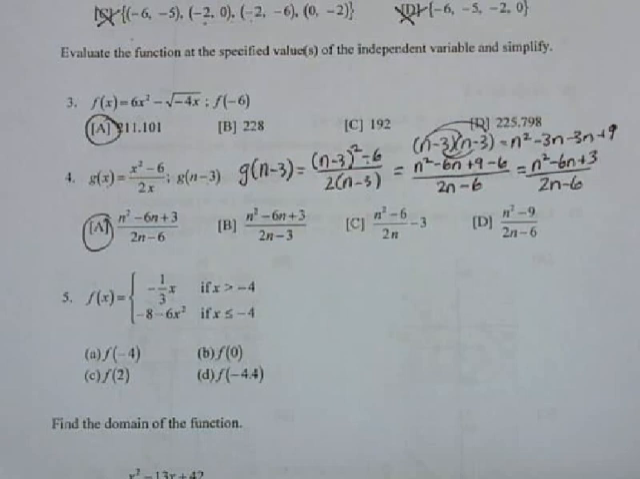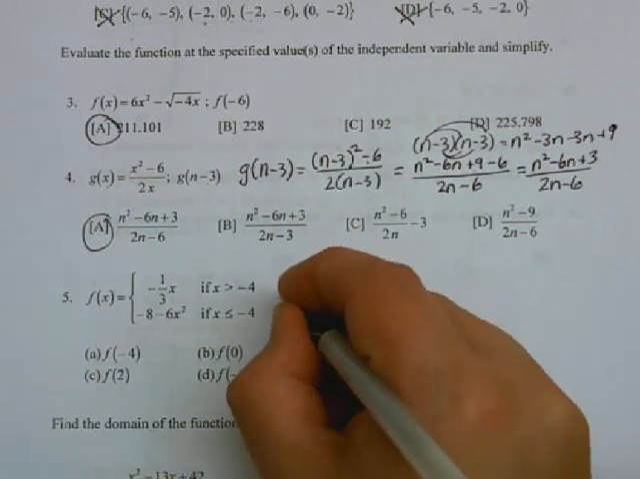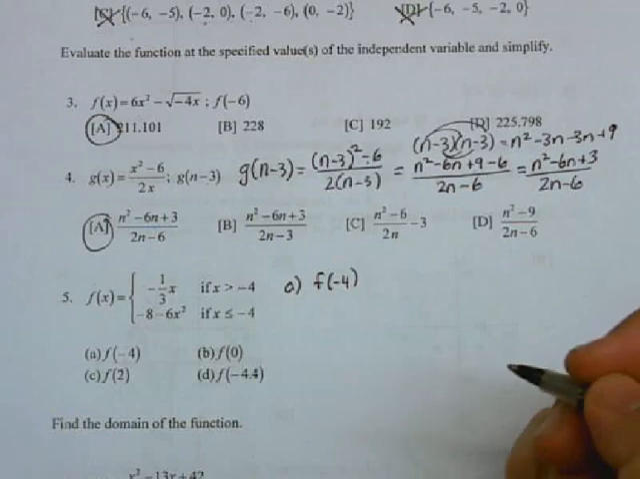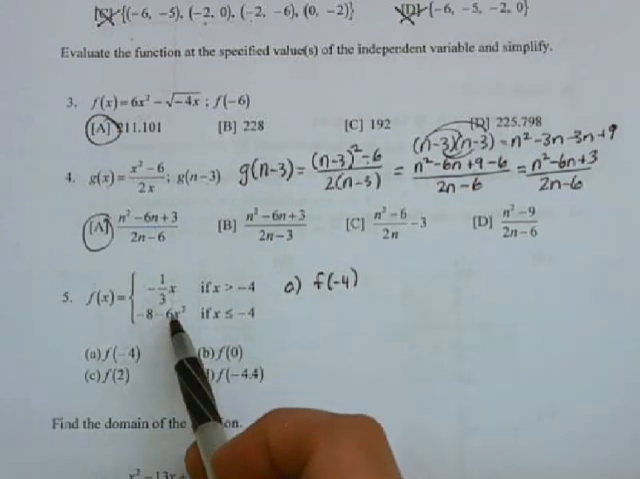Number 5. This is what we call a piecewise function. Which expression we use to evaluate depends on our input or x value. So for a, we have f of -4. So our first step is to determine which of these expressions we're going to use.